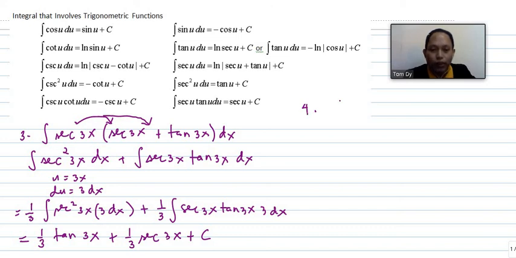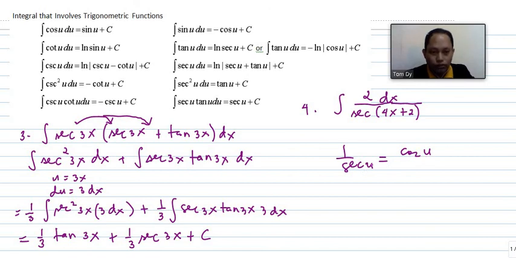Now for example number 4, we have here the integral of 2 dx over secant of 4x plus 2. Now if you have noticed here, this is 2 over secant. Now this is supposed to be 1 over secant u, that is equivalent to cosine u. In other words, cosine u is equivalent to 1 over secant u. This is based on our trigonometric functions.